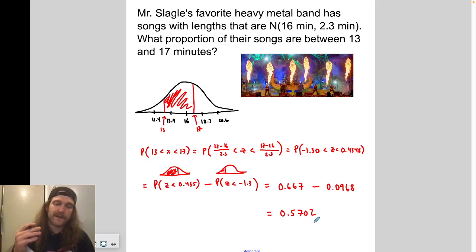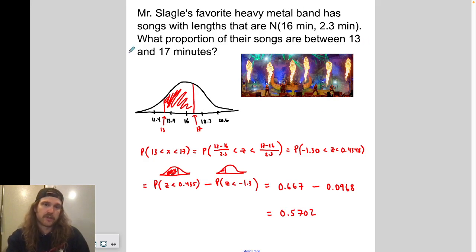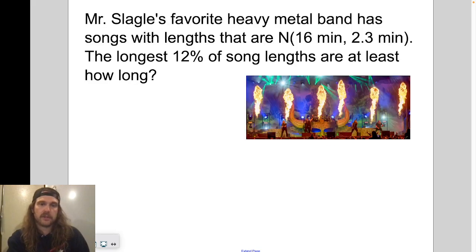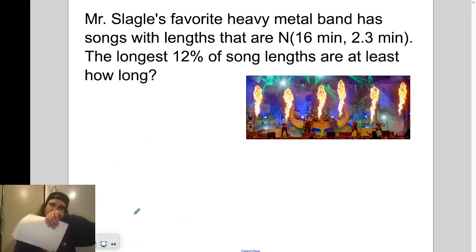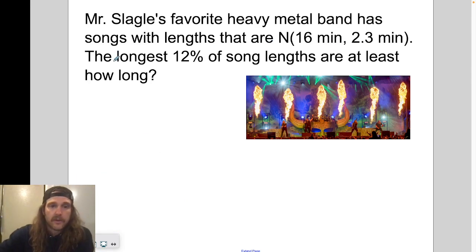Slagle's favorite band's heavy metal songs are between 13 and 17 minutes long. About 57% of this band's songs are between 13 and 17 minutes long. Pretty sweet. All right, last couple here. Mr. Slagle's favorite heavy metal band, blah, blah, blah.